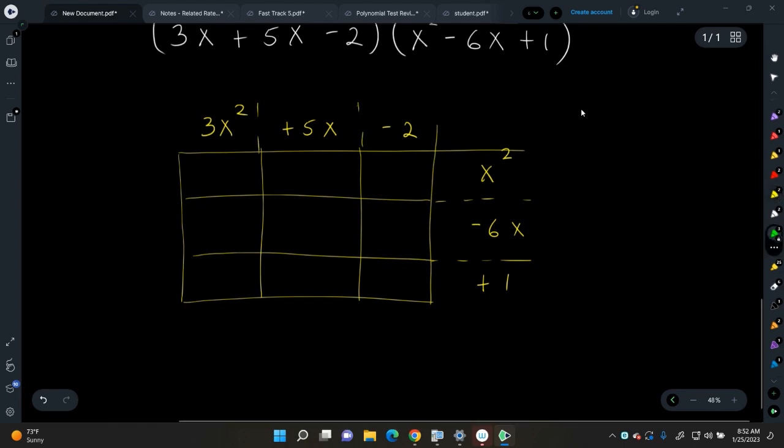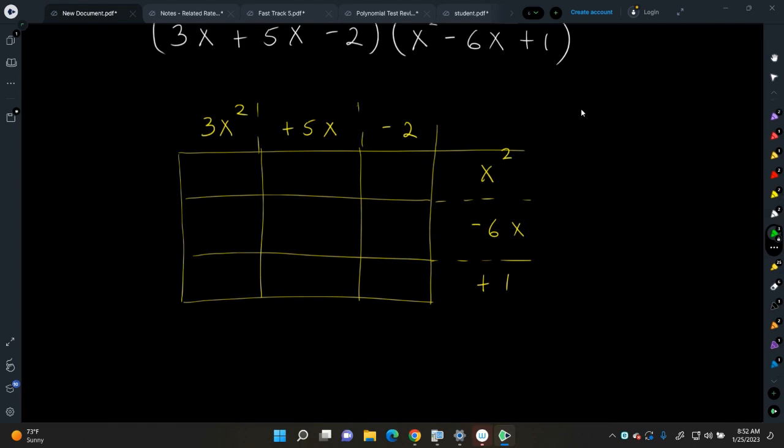So what do we do in that first square up top? Rod, multiply the x squared by the 3x squared. Right. We're going to multiply the 3x squared times the x squared, which gives us 3x to the 4th.